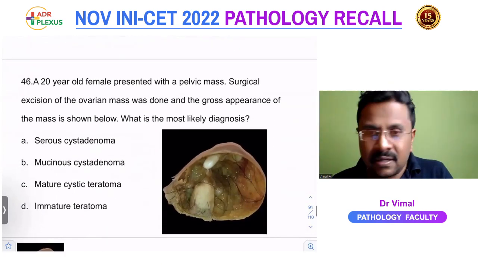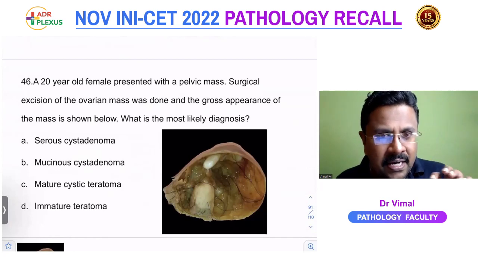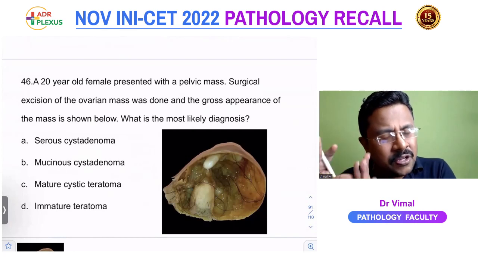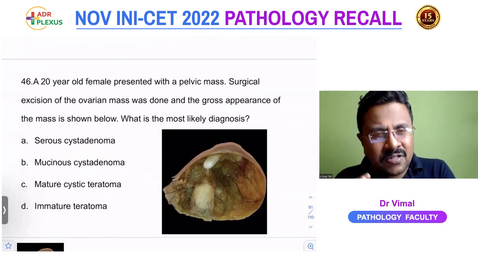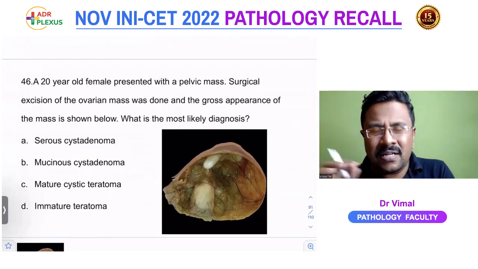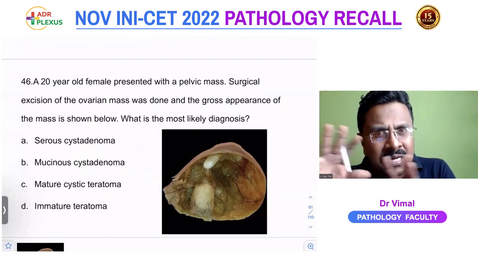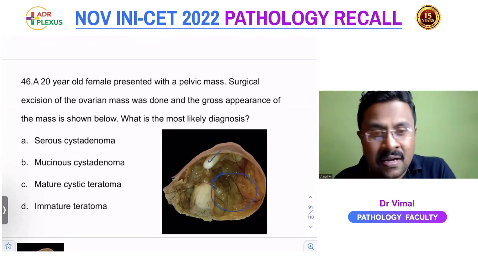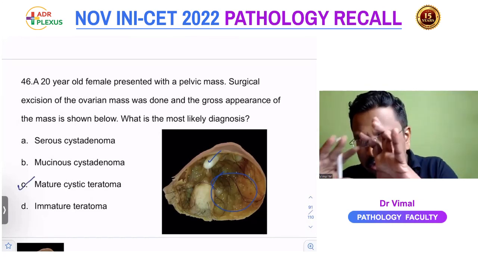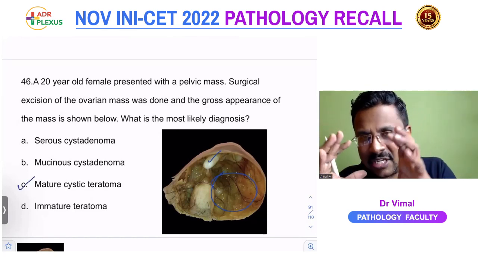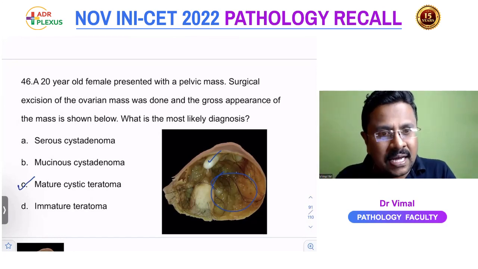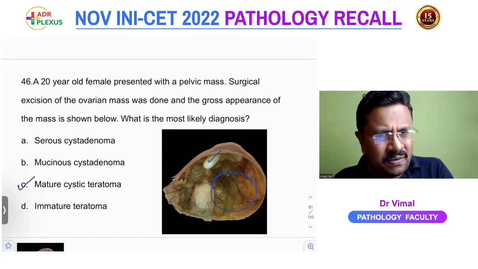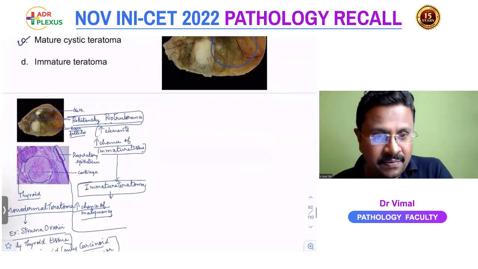Coming back to the question: a 20-year-old female presented with a pelvic mass, surgical excision of the ovarian mass was done, and they have given you the image of an ovarian tumor. Some of you said it was a blurred image, but you can see here both the teeth and the hair follicles. So it is a straightforward case of mature cystic teratoma. The tumor appears very cystic in nature. So mature cystic teratoma, and definitely the other options, immature teratoma, mucinous cystadenoma and serous cystadenoma, will not fit here.